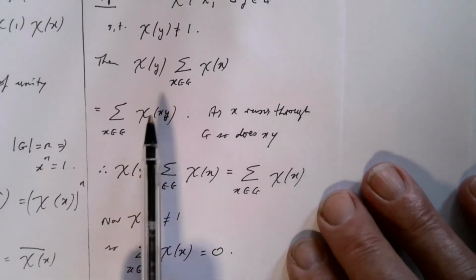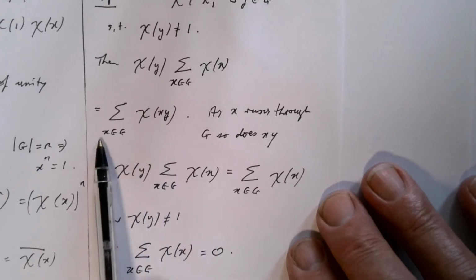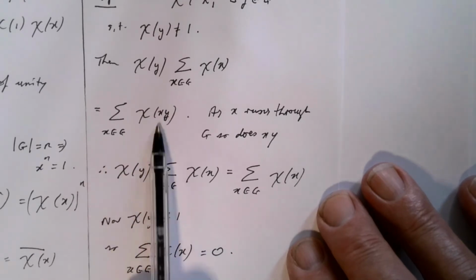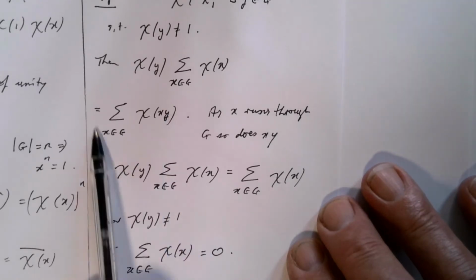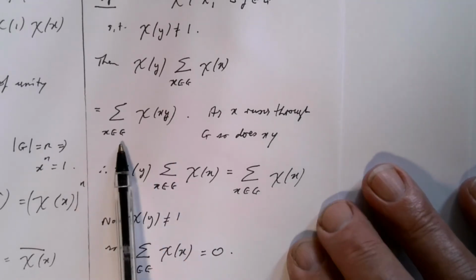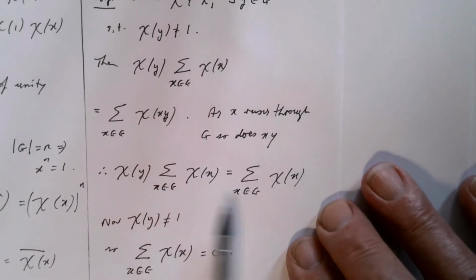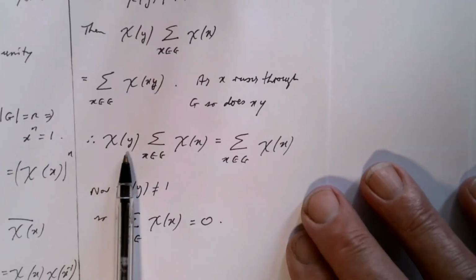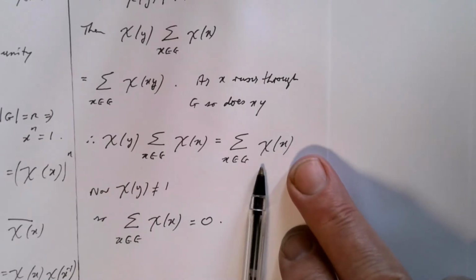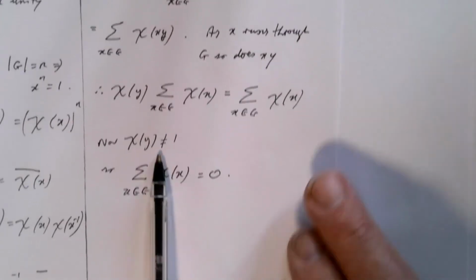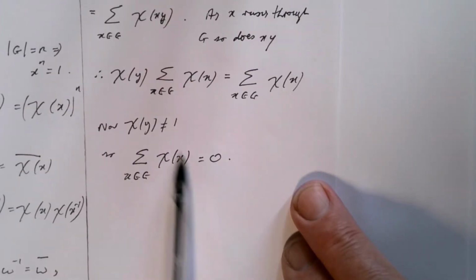Now as x runs through the group, xy runs through the group. In other words, this sum is really the sum that we started with, and that means chi of y times this sum is equal to the sum we started with. Now again, chi of y is not 1, and so I can factor and observe therefore that this sum must be 0.